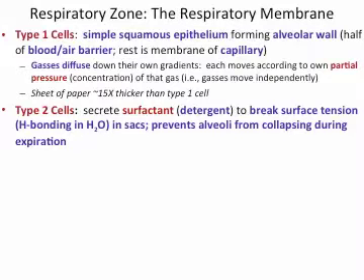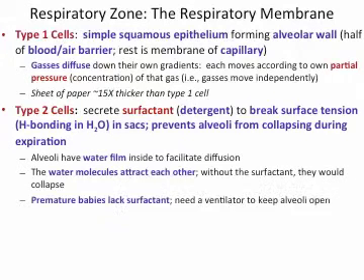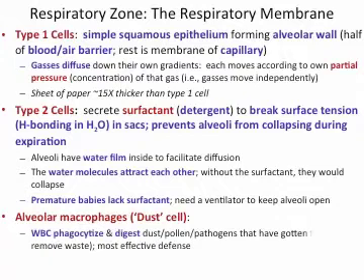That respiratory membrane is very thin. So just the type 1 cell, if you think of a sheet of paper, it's 15 times thicker than a type 1 cell. Type 2 cells we talked about in the previous slide. They secrete surfactant to break up the surface tension. And we talked about how water molecules attract each other via hydrogen bonds within the alveolus, and the surfactant breaks up those hydrogen bonds so that water doesn't collapse the alveoli. Premature babies don't have surfactant, so they have to be put on a ventilator.